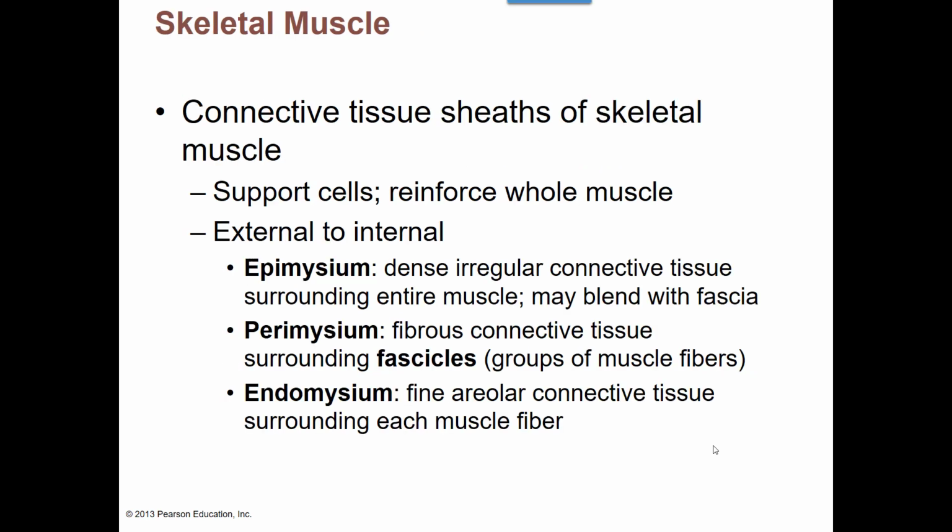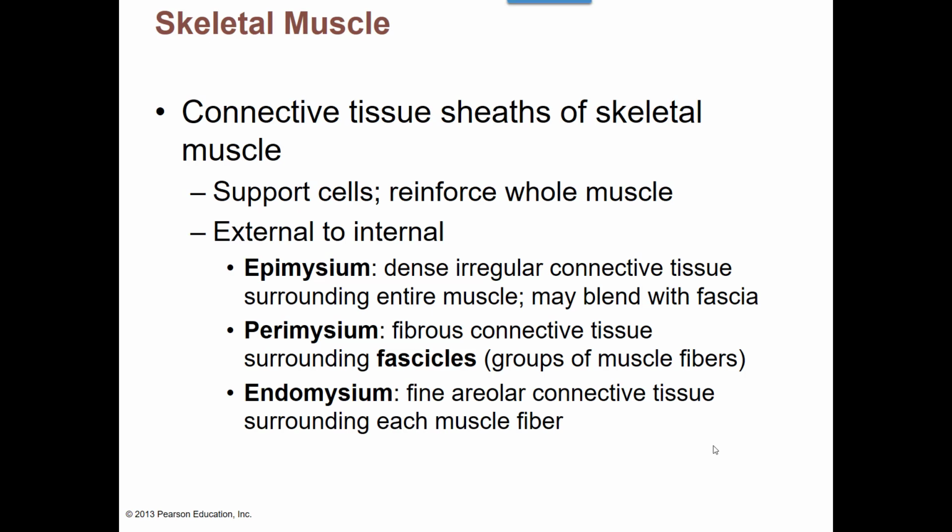Now, the outside of the muscle itself. It has some tissue sheaths found on the outside. There are some cells in there. It helps reinforce the whole muscle itself. Starting on the very outside of the muscle, the very first outer sheath or covering is the epimysium. Epi meaning on, and anything that has mys means muscle, so it literally means a structure on the muscle. So it surrounds the entire muscle itself.